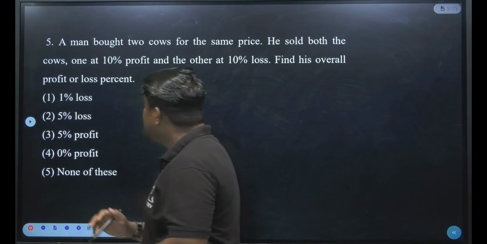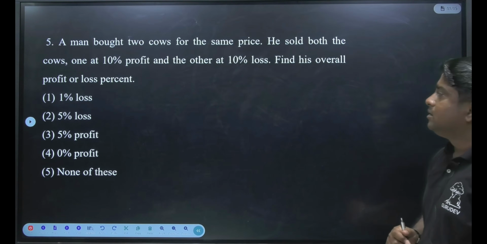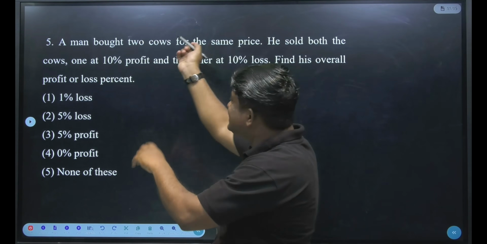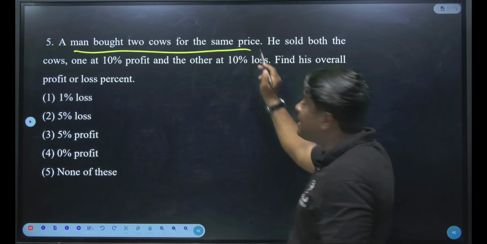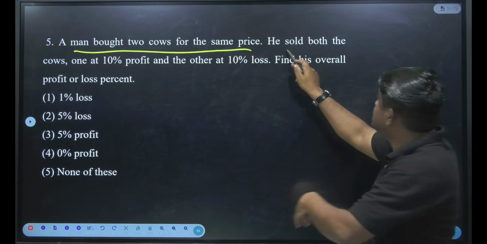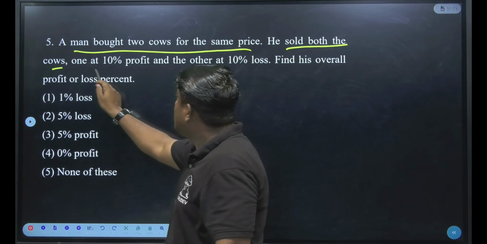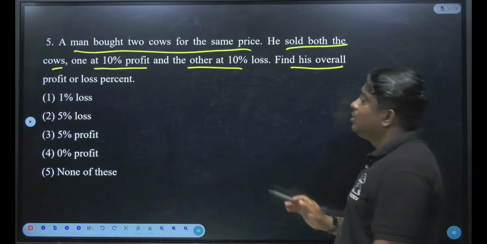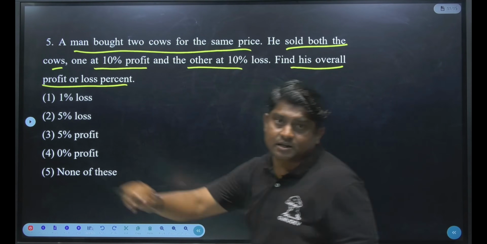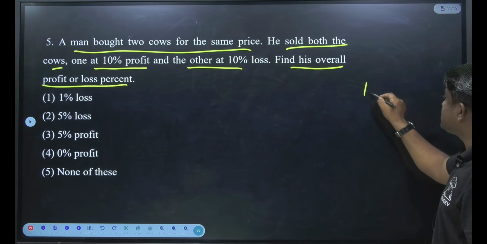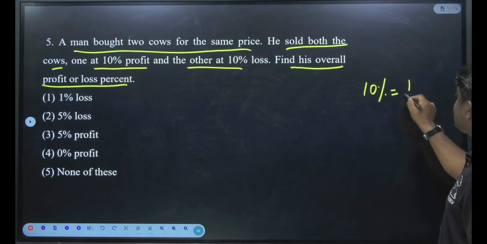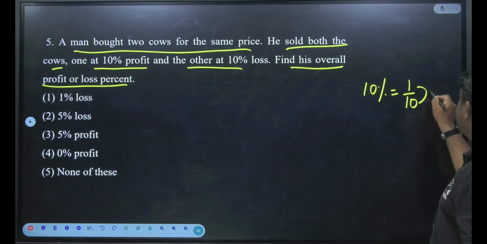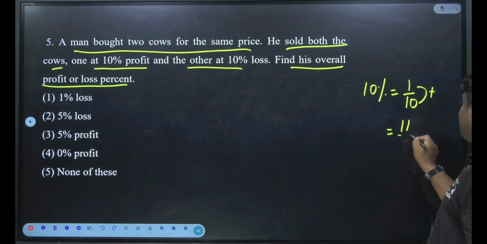Question number 5. Now, this is the same as the third question, because you can easily see that a man bought 2 cows for the same price. Very good. He sold both the cows, one at 10% profit and the other at 10% loss. Find his overall profit or loss percentage. Now, as I said, 10% can be written as 1 by 10. 1 is the profit, so I will write this as plus. That is nothing but 11 by 10.